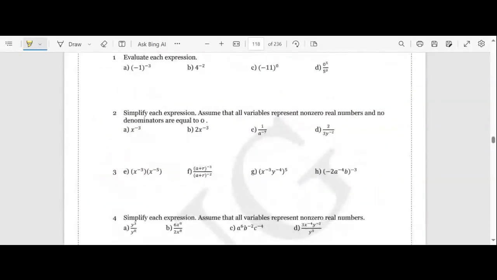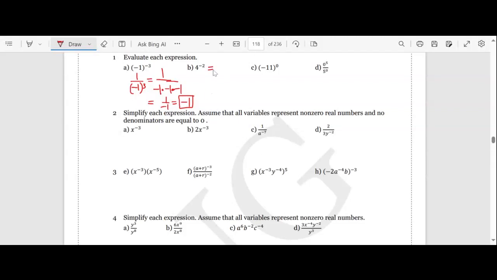Exponents. -1 to the power of -3. First, you'll say 1 over -1 to the power of what? 3. And then you're going to say 1 over -1 times -1 times -1. So that gives you what? 1 over what? -1, correct? Which is equal to how much? -1. That's your final answer.